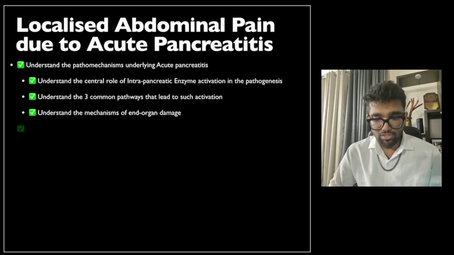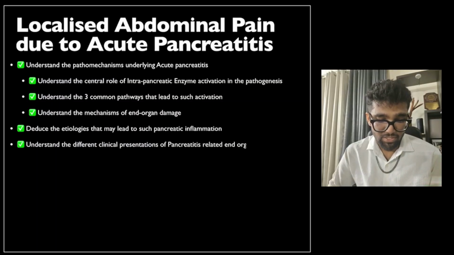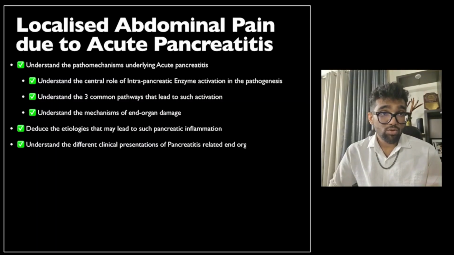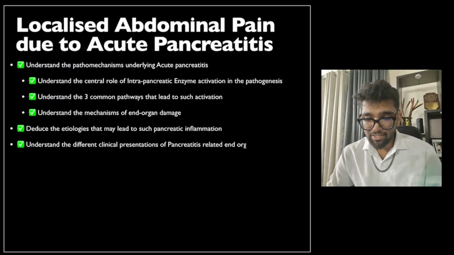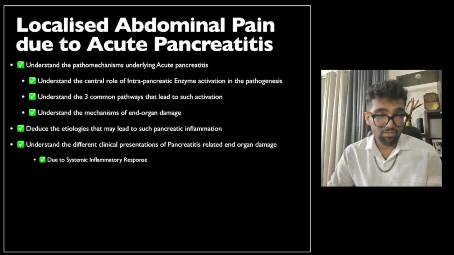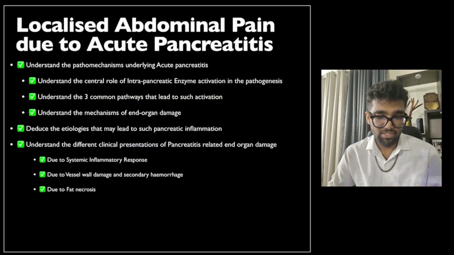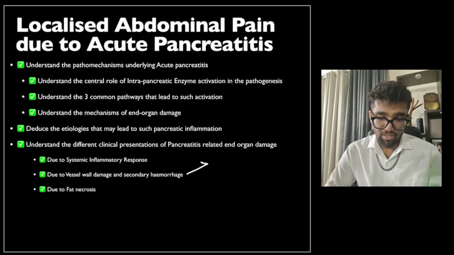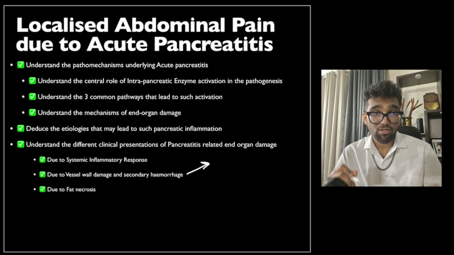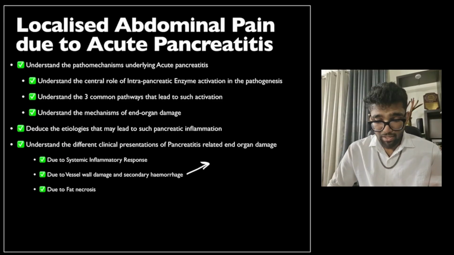We've deduced the etiologies that result in pancreatic inflammation, both acute and acute recurrent, and we've understood the differences between the two. We've understood the different clinical presentation of pancreatitis related to end organ damage. This obviously, as we discussed, is due to systemic inflammatory response, due to vessel wall damage and secondary hemorrhage, and due to fat necrosis. And we'll be discussing how to call this on imaging in the next video.